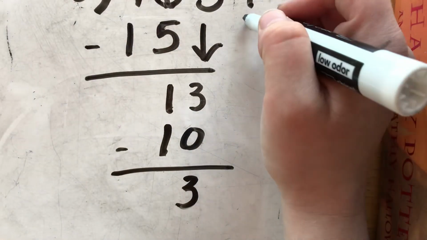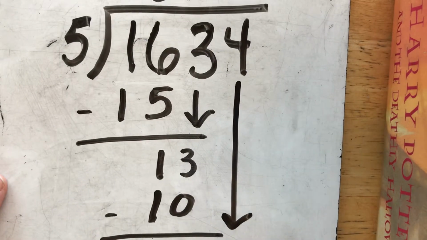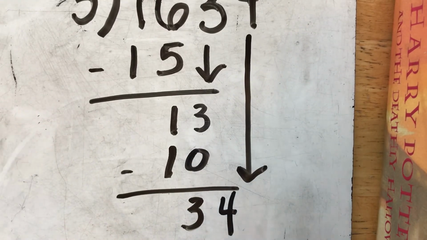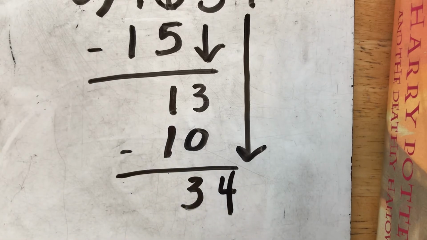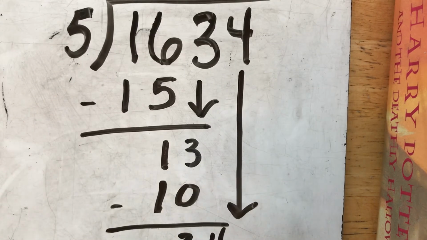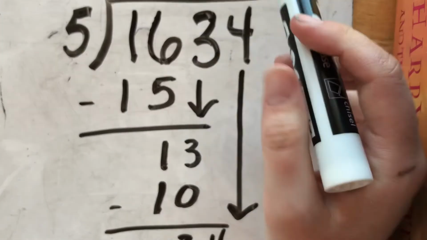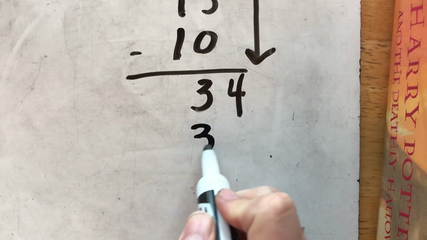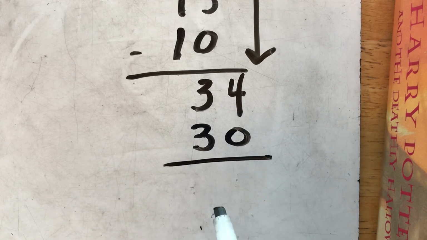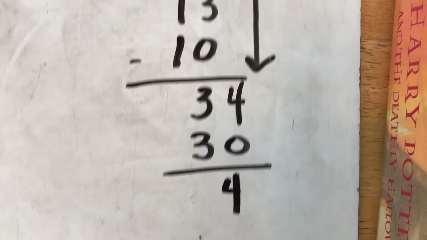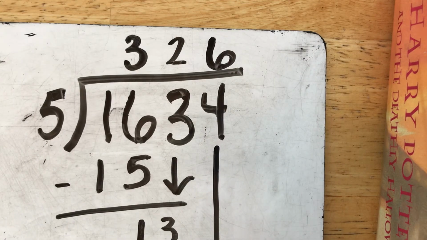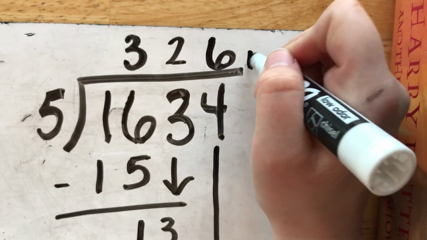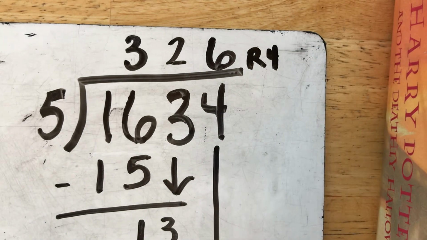And I'm going to bring down my 4. How many times does 5 go into 34? Well, 5 times 6 is 30. 5 times 7 is 35. 35 is too big, so 7 is too big. We're going to have to go with 6. 6 times 5 is 30. 34 minus 30 would be 4. So my quotient would be 326 with a remainder of 4.